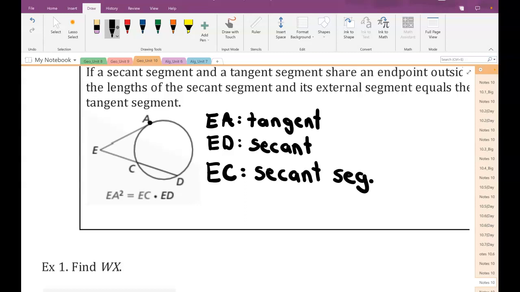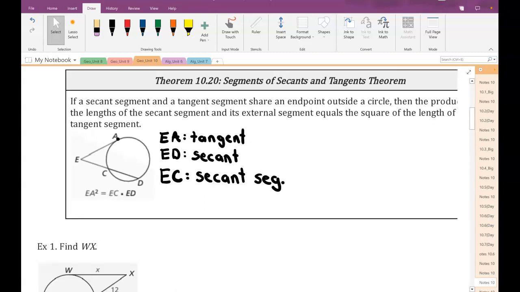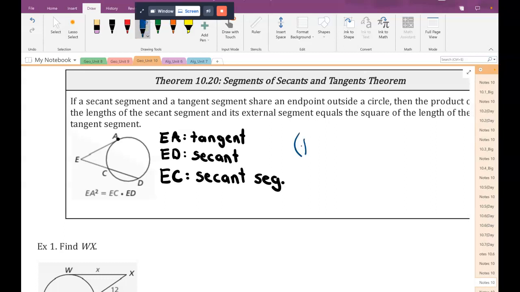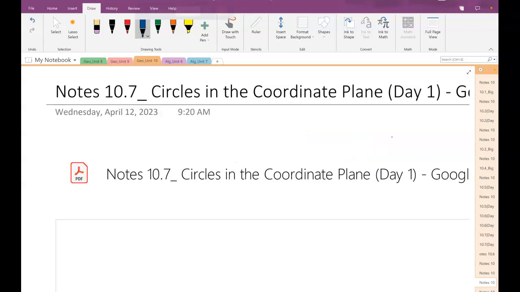And what this formula is saying, we're going to put this formula and use these labels that we just made so we can have it in words and also in letters. So we could write this as EA squared. EA is our tangent, so we could write this as our tangent squared, equal to our secant segment multiplied by the length of our secant. Say secant seg.